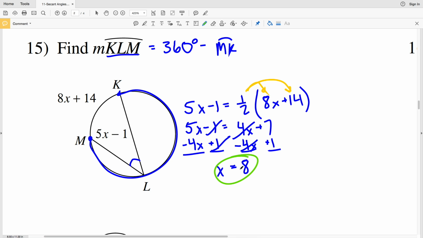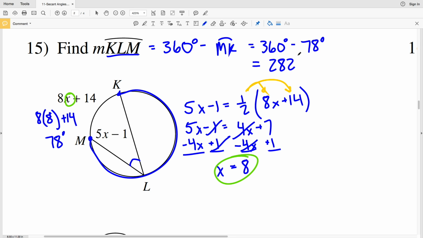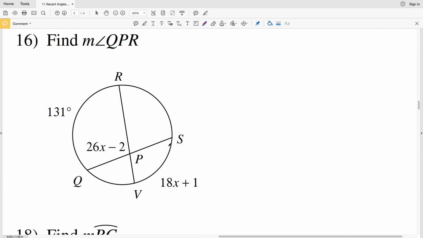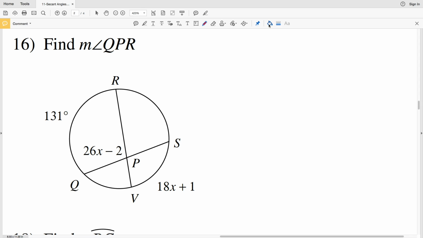So now that I know what x is equal to, I can plug that in for the x for MK. So 8 times the x value of 8 plus 14 equals that arc MK. 8 times 8 is 64, and when we add 14 to 64, we get 78 degrees for the measure of arc MK. So now we'll take 360 degrees and subtract the measure of arc MK of 78 degrees to get that the measure of arc KLM is 282 degrees. And that was 360 degrees minus 78 degrees. In number 16, we're finding the measure of angle QPR.